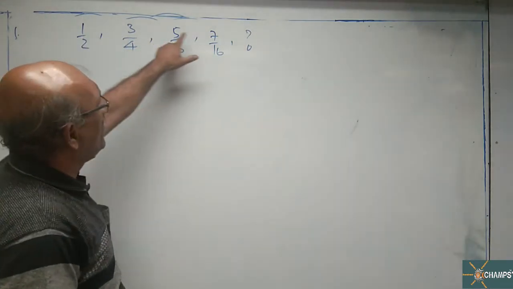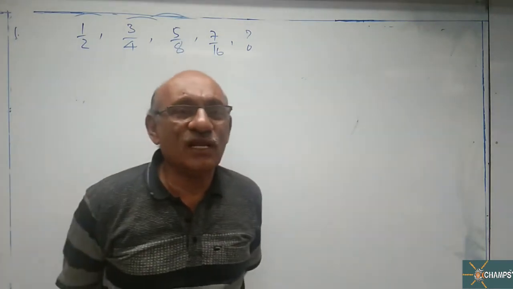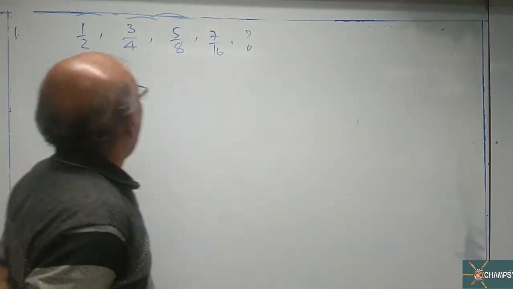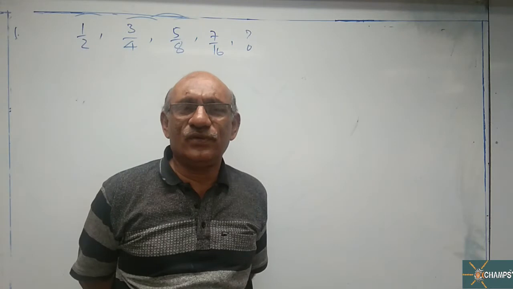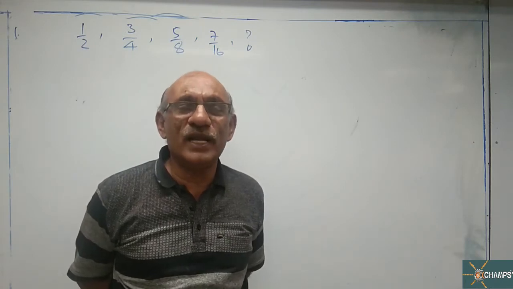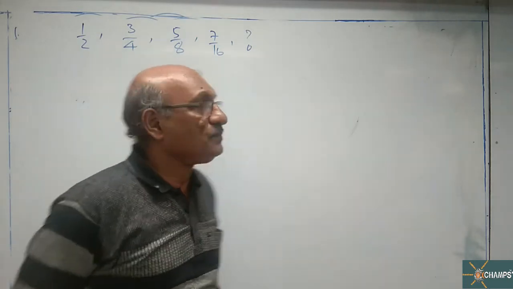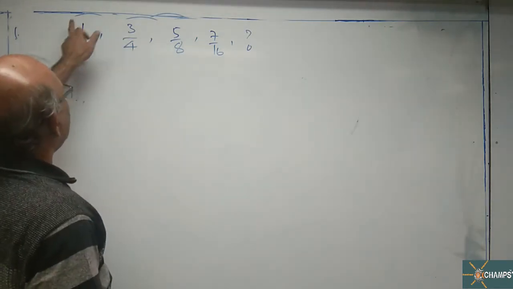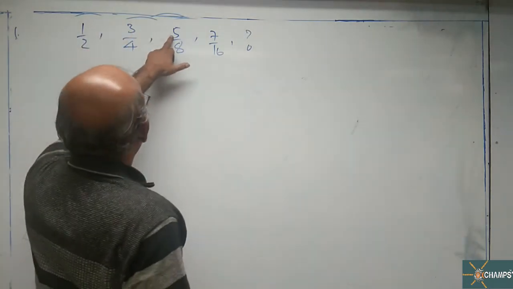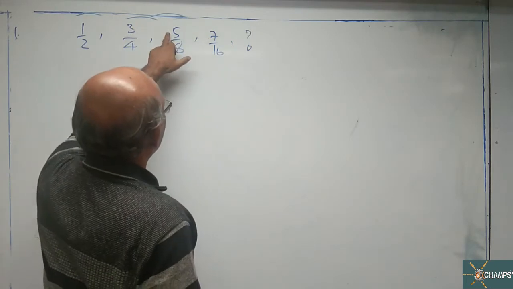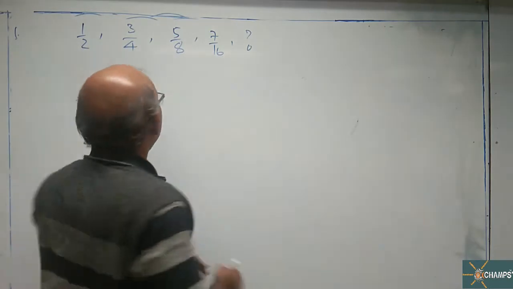Numerator: 1, 3, 5, 7. The difference of the numbers is 2. It means that the sequence is in arithmetic progression. If you are a maths student, the terms in the numerator are in arithmetic progression. If you are a non-maths student, look at the difference between succeeding term and preceding term. 3 minus 1 is 2, 5 minus 3 is 2, 7 minus 5 is 2.